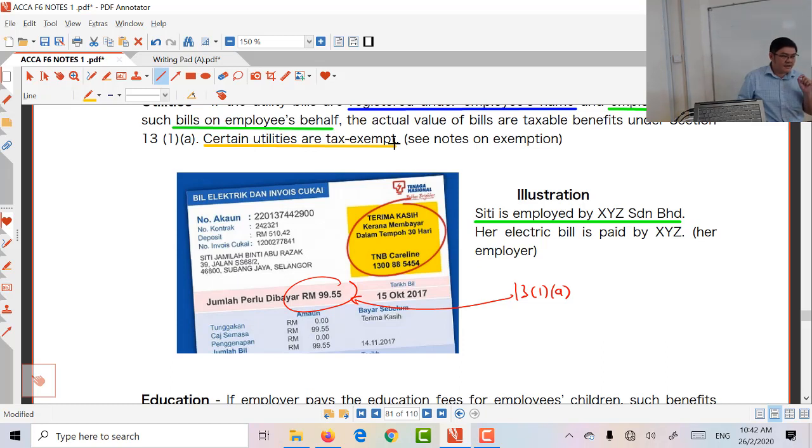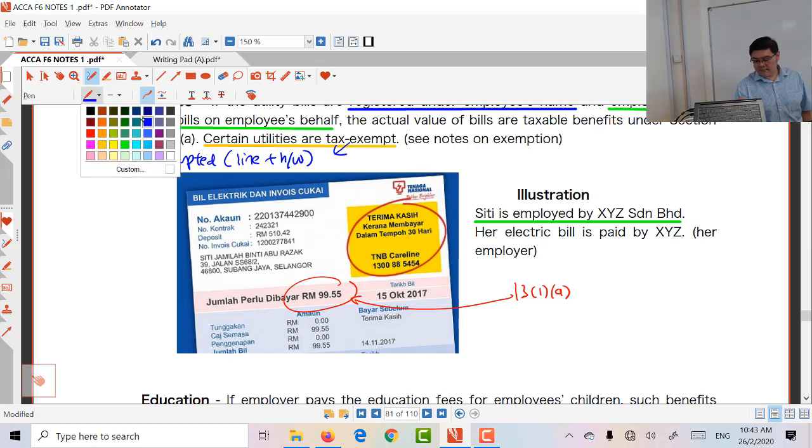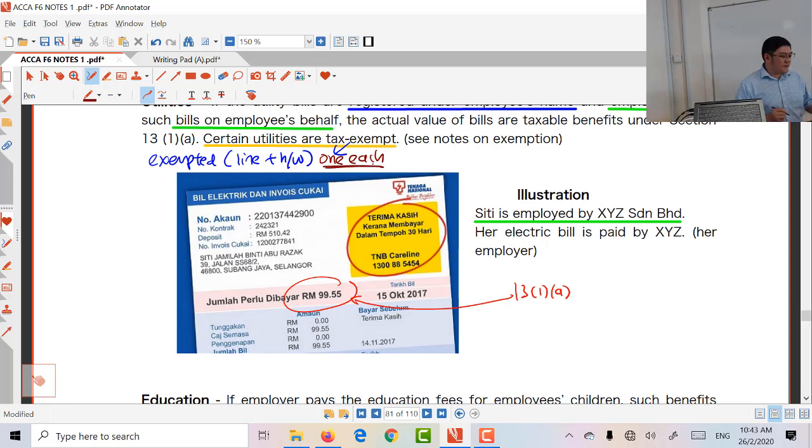But I want to highlight to you now that there are certain utilities that are actually given exemption. There are certain utilities that are actually given exemption. Now, what are they? You will be exempted for the line and the hardware. The line as well as the hardware. And the exemption will only be one each. Okay? The exemption will only be one each. So it's setiap satu. All these things, you get one exemption each.